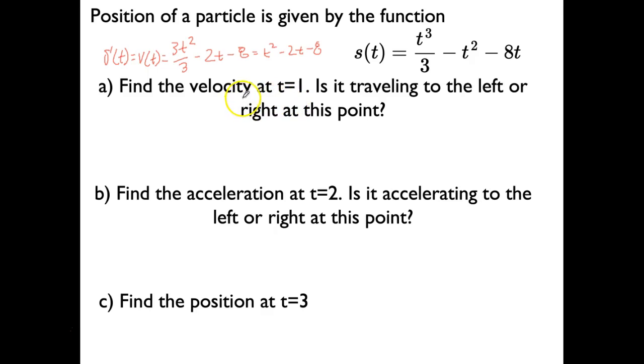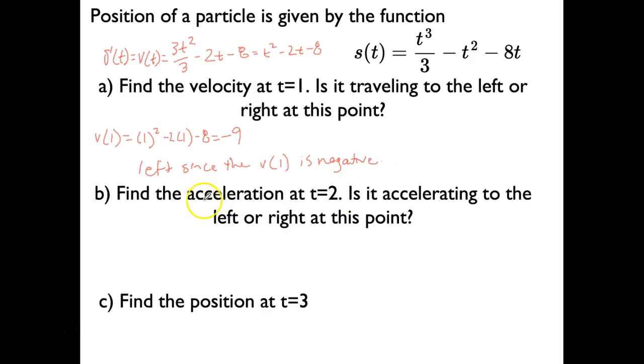Okay, so if we want to find the velocity at 1, we can just plug 1 into that. So velocity at 1 is 1 squared minus 2 times 1 minus 8. Let's figure out what this comes out to be. 1 minus 2 is negative 1, minus 8 is negative 9. So it's going to give us a velocity of negative 9. And then it asks, is it traveling to the left or the right? Well, it's traveling to the left, since the velocity at 1 is negative.